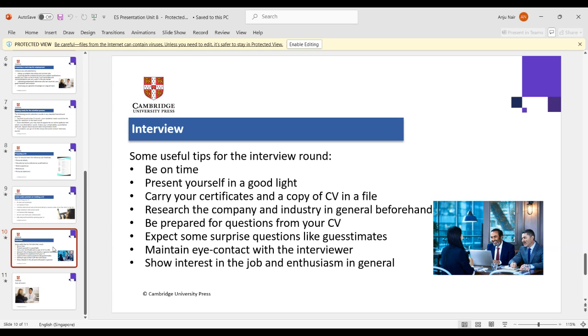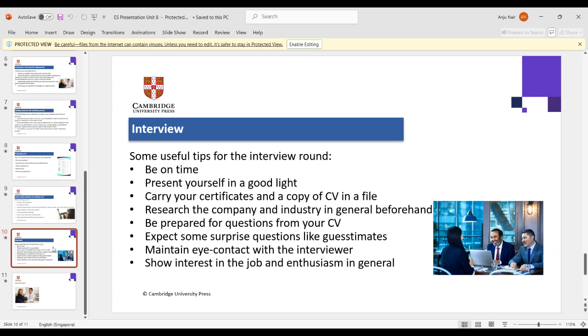Another thing is that you should not put communication skills in your CV. Some students put communication skills under their skills. If you put that and then you're not able to articulate properly before the interview panel, it is incongruent with what you say. So do not put communication skills in your CV.